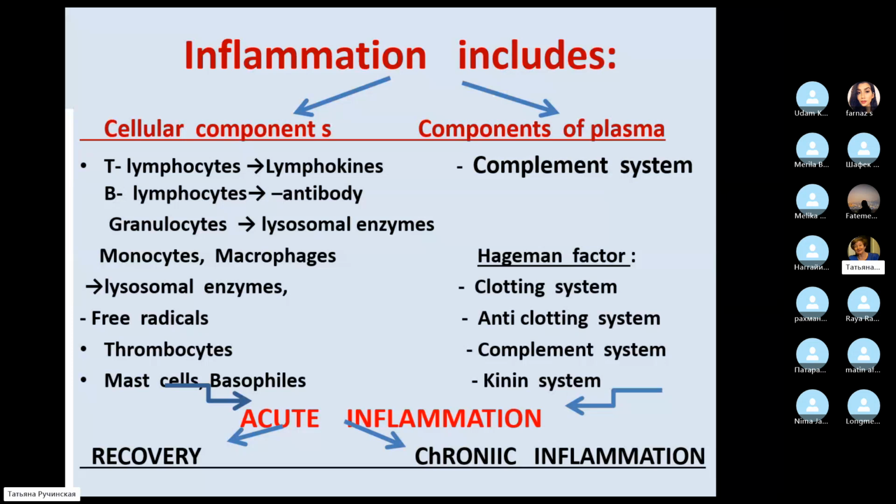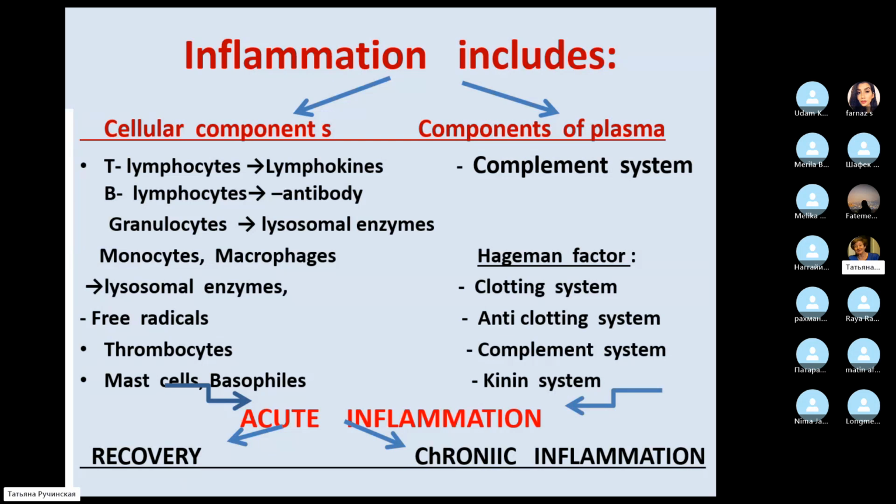As I told you previously, inflammation includes cellular components. Which cells take part in inflammation? Now you see, from this picture, approximately all blood cells. They will be neutrophils, monocytes, eosinophils, T and B lymphocytes. You see, approximately all cells.